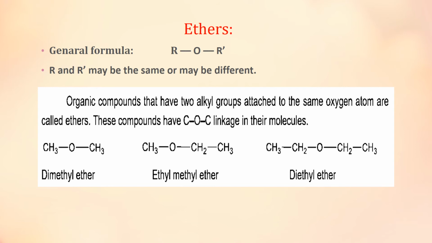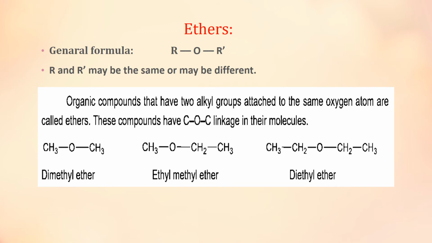Ethers are the compounds in which two alkyl groups are attached to the same oxygen atom. These compounds have a C-O-C linkage. It means two carbon atoms are attached to the same oxygen atom in the center. The general formula for these ethers is R-O-R dash. R stands for any alkyl group, and R dash also stands for any alkyl group. These two alkyl groups, R and R dash, may be the same or they may be different.